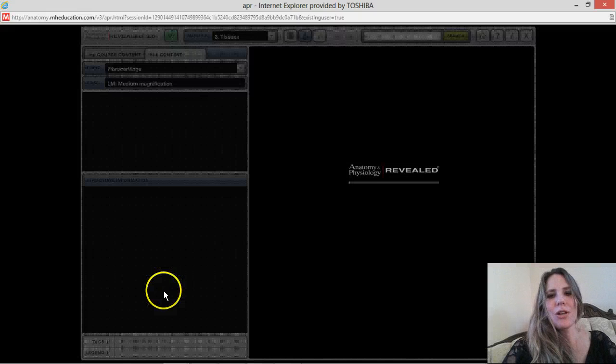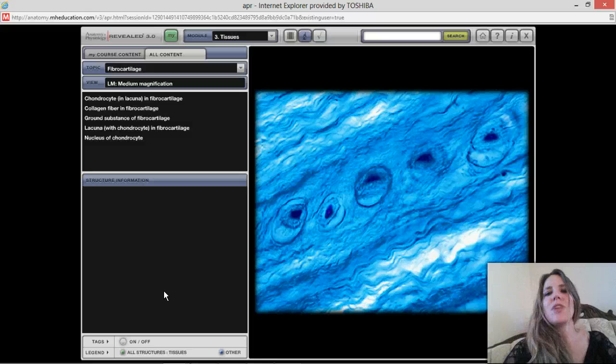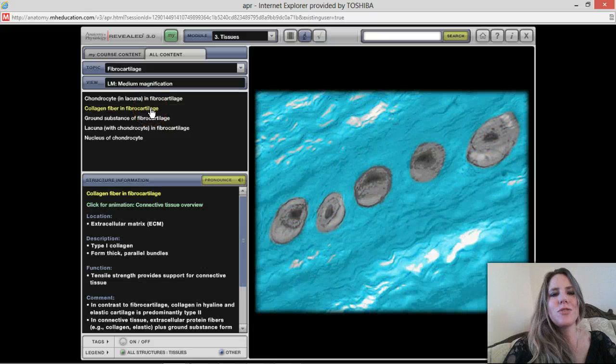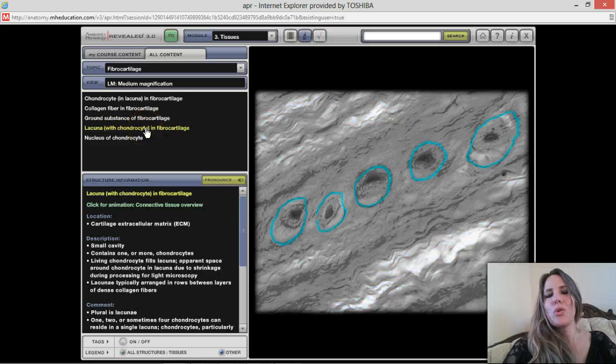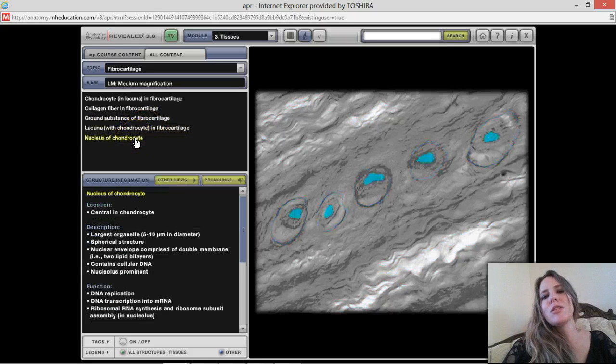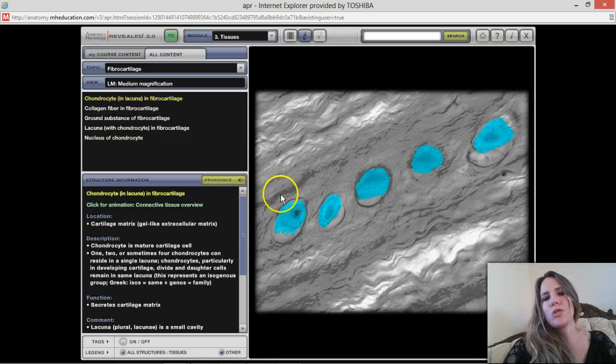Let's check out fibrocartilage. Okay, so there's fibrocartilage. Notice the wavy interwoven collagen fibers there. So there's your collagen fibers. Here's your ground substance, not too much of it. Your lacunae and the nucleus of the chondrocytes inside of the lacunae. And here's the whole chondrocytes inside your lacunae there.